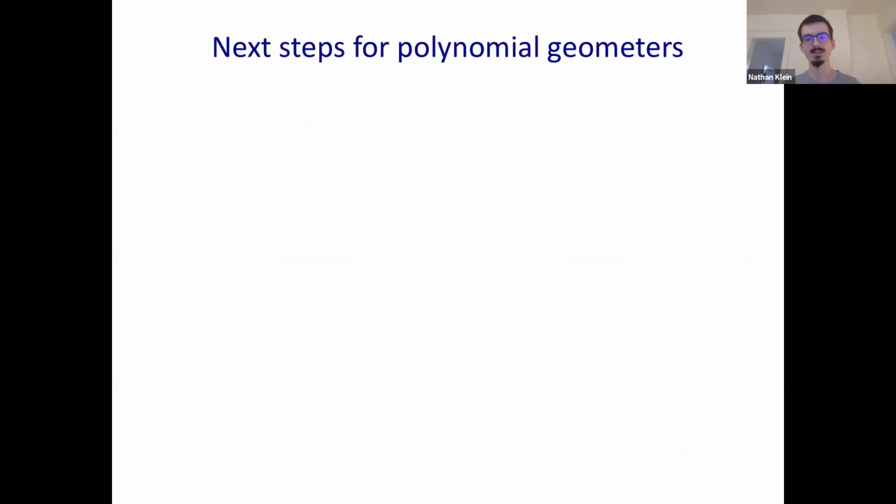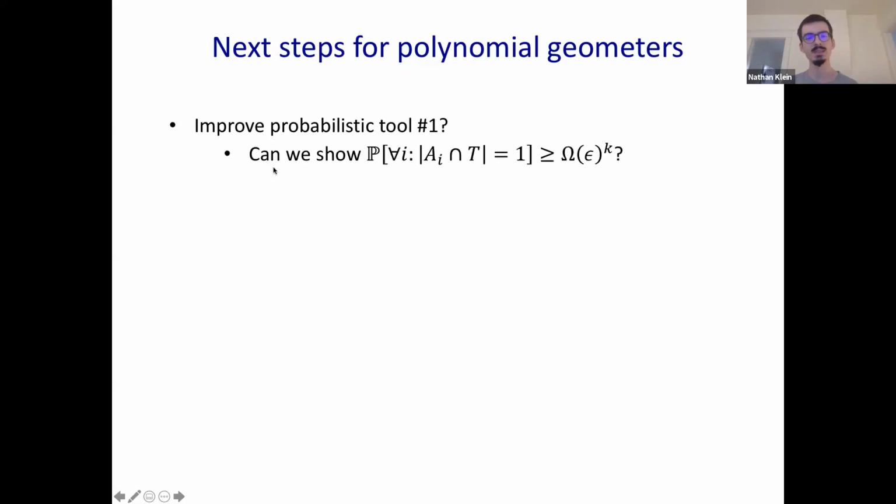So here are some open directions. So first, we would like to improve probabilistic tool number 1 in a few ways. The most natural question is, can we get this tight bound of epsilon to the k?